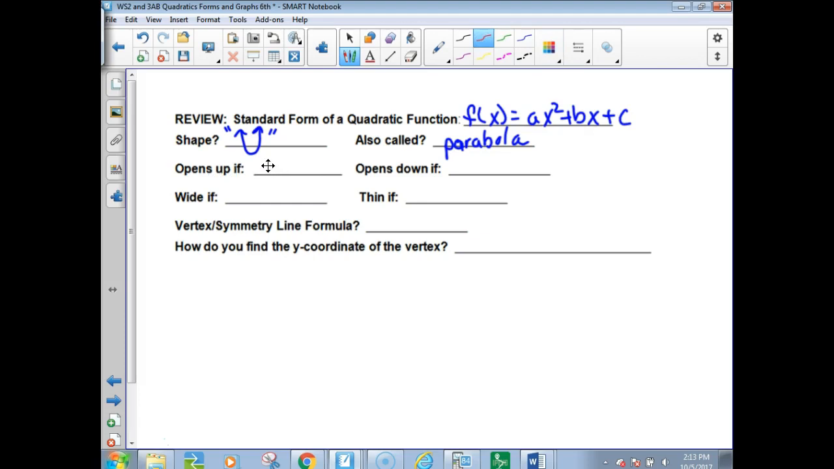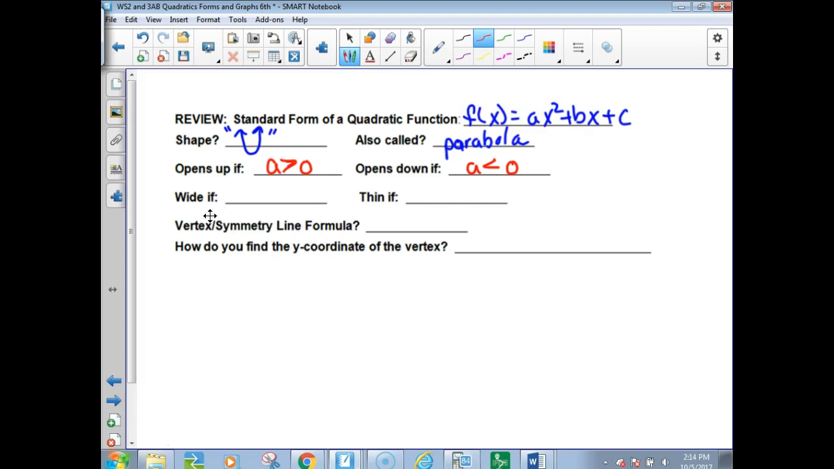All right, it opens up if a is greater than 0. It opens down if a is less than 0, if it's negative. Oops, I should be writing the absolute value of a is greater than 0. I guess I didn't have to write absolute value there. It didn't need an absolute value on that last one. I got myself distracted, I'm thinking of the next line. This a is positive, bigger than 0.